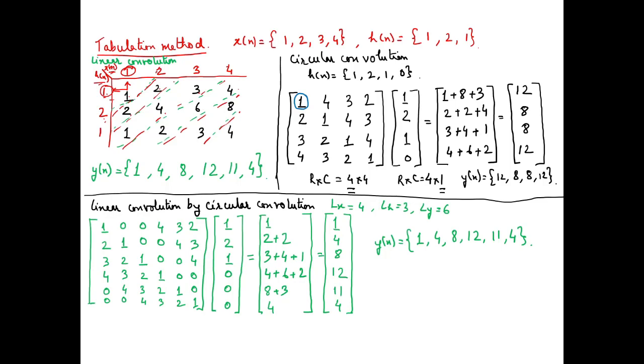So what is this? See, 1, it comes over here. Now these two 2's, they are in the same diagonal. 2 plus 2, 4. Then 1 plus 4 plus 3, 8. Then 2 plus 6 plus 4, 12. 8 plus 3, 11. 4. So this is the tabulation method for performing the linear convolution.